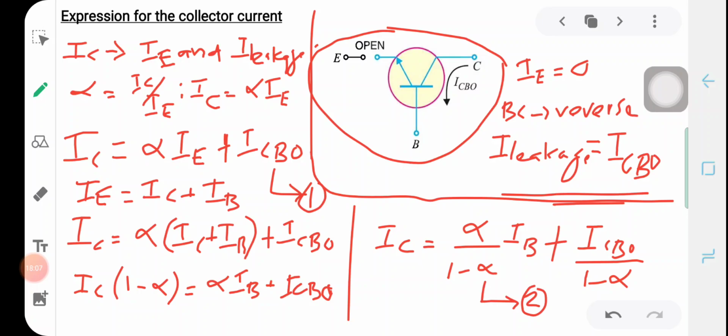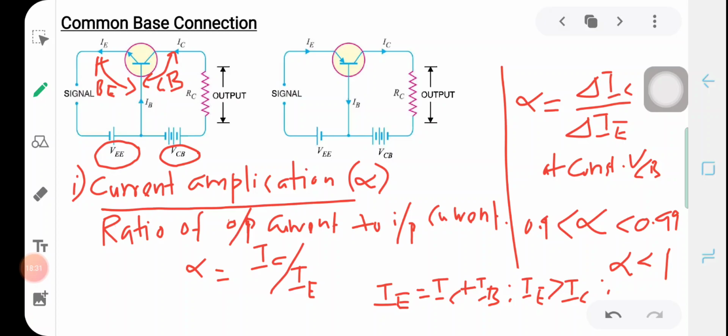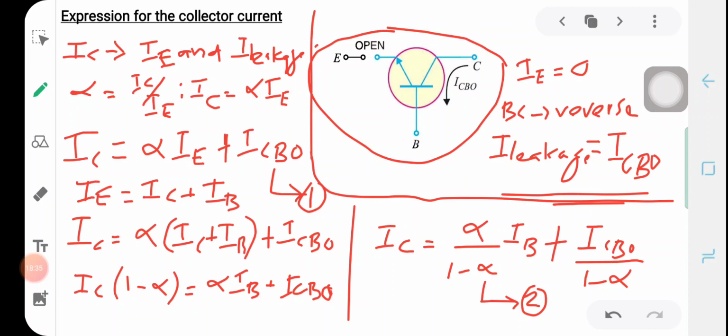The expression for the collector current is an important parameter when a transistor is used for any practical purposes. So we have discussed the common base configuration of a transistor, where we obtained the current amplification factor alpha, which is the ratio of the collector current to the emitter current. The collector current can be written as IC equal to alpha IE plus ICBO, where IE is the emitter current, alpha is the current amplification factor, and ICBO is called the collector base leakage current when the emitter is open. And IC is equal to alpha by (1 minus alpha) IB plus 1 by (1 minus alpha) into ICBO is the other expression.